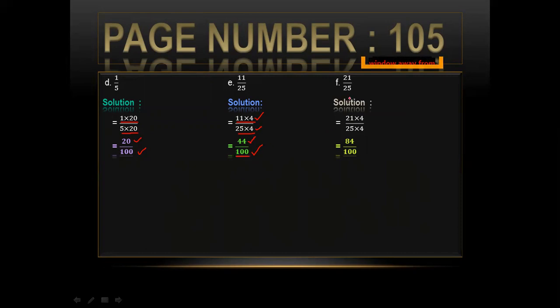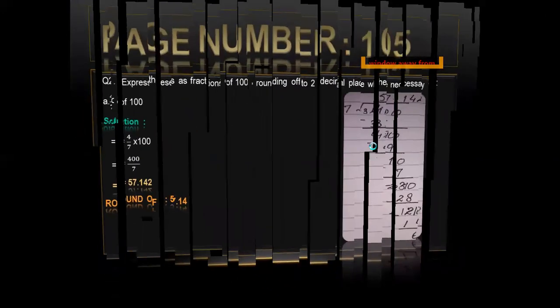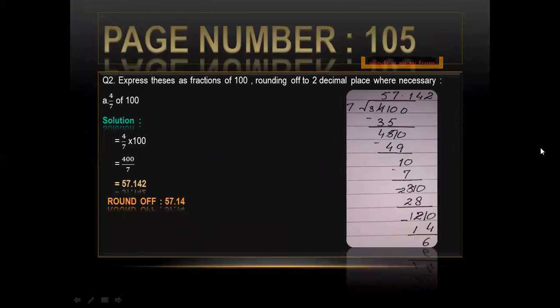The last part of this question, 21 over 25, has the same denominator as the previous part. 25 multiplied by 4, we also multiply the numerator with 4. 21 multiplied by 4 is 84 and 25 multiplied by 4 is 100. Here we complete our question 1 and now come to question 2.